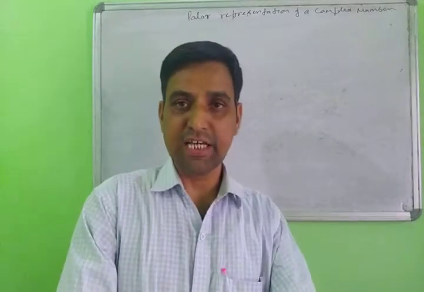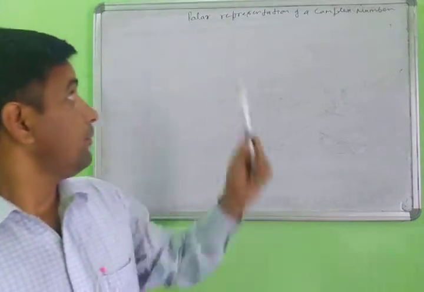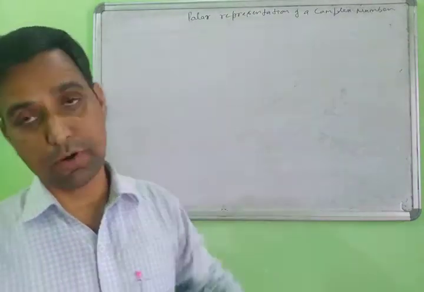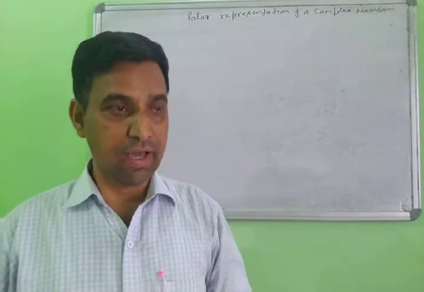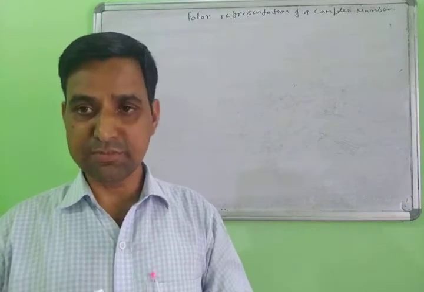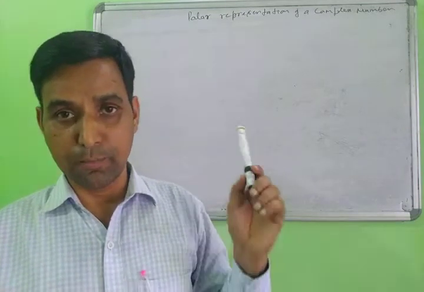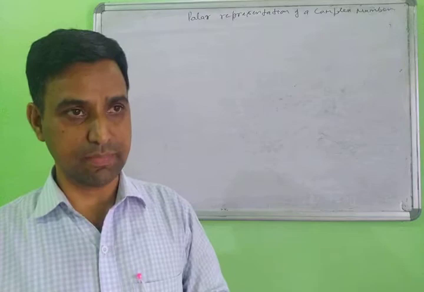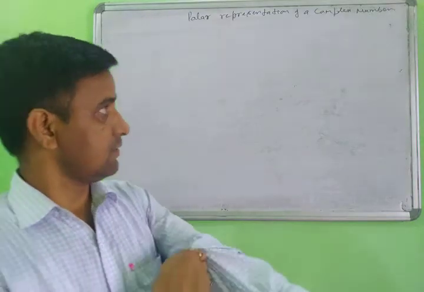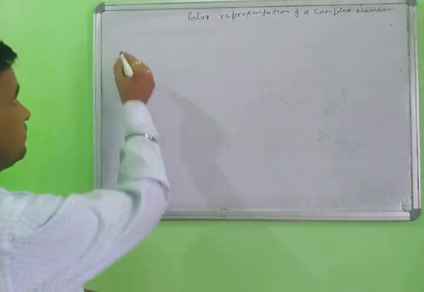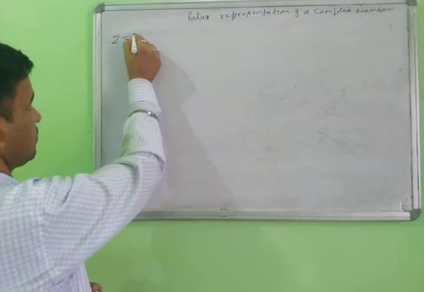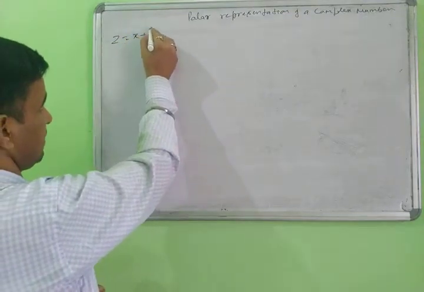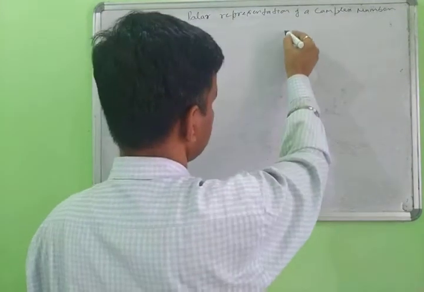Yes, students, next point I am taking here: polar representation of a complex number. Our complex plane has been completed. Then the second point here, polar representation of a complex number. Now let us discuss the complex number. Suppose any complex number z equals x plus iota y. Then you draw the graph here.